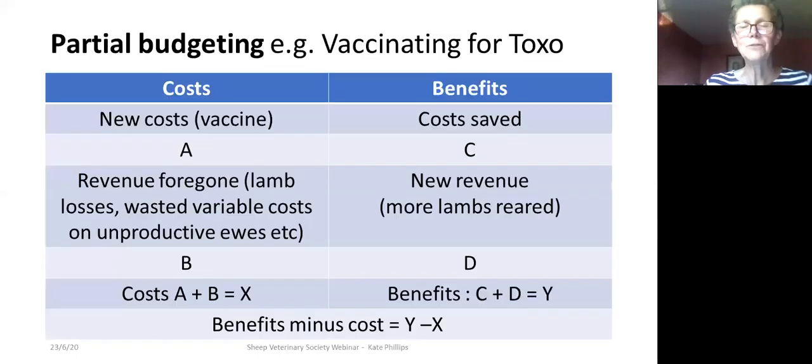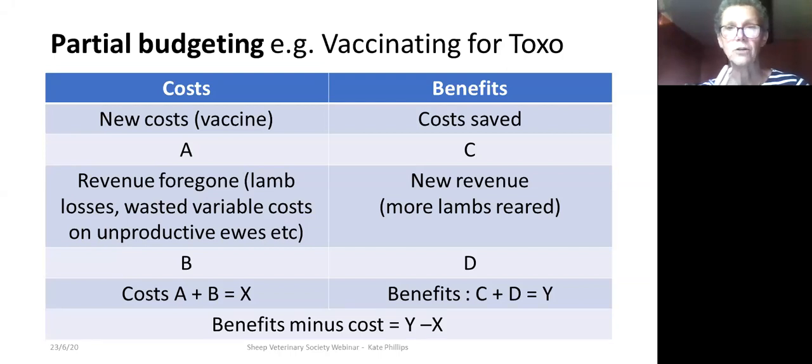But in terms of looking at cost benefit, and this has been done in many projects, Richard Bennett at Reading has done quite large scale cost benefit analysis, and there are cost benefit analysis tools. But just one very simple thing is to do a partial budget. So if we have a cost and we need a new vaccine, we're talking about vaccinating for toxo, we know what the cost of the vaccine is. We know what has happened in the past in terms of lamb losses and wasted variable costs on unproductive ewes. We know what we can save in terms of more lambs reared.